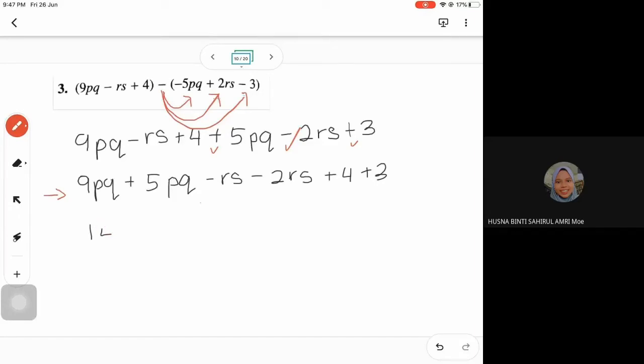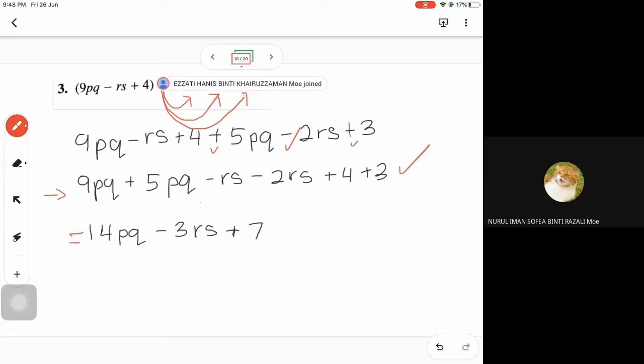And then group the like terms. I group the like terms. Yes. And then I just simplify. Okay, is this your final answer? Yes. Okay, good. Very good, yeah? Step. It's very clear. Okay, thank you, Husna.